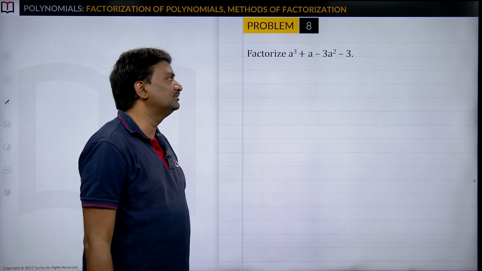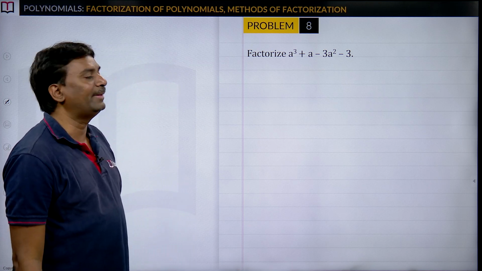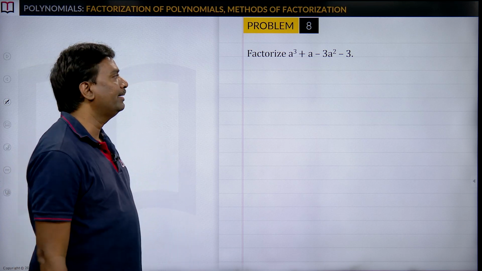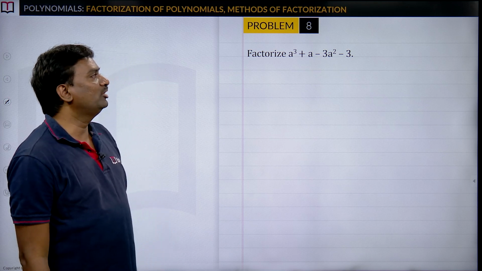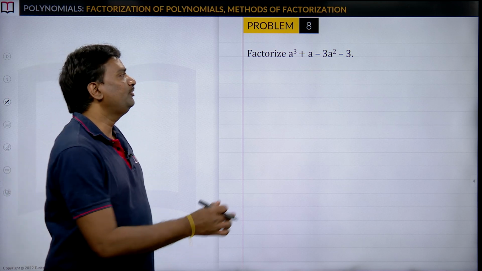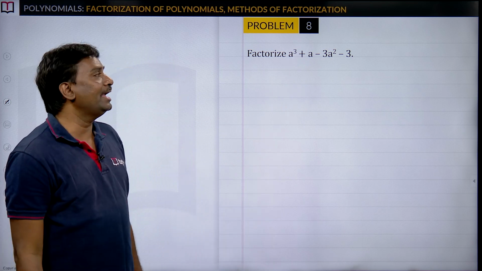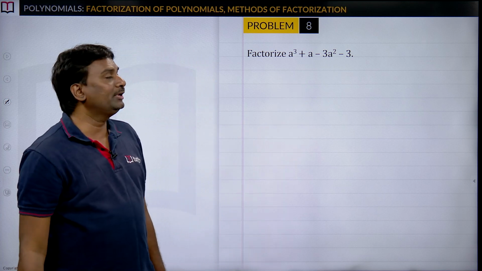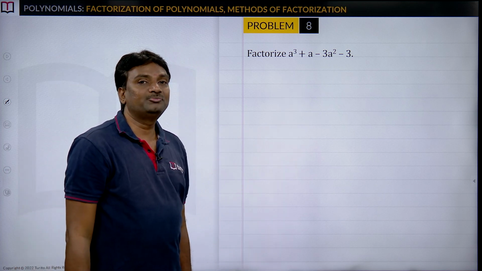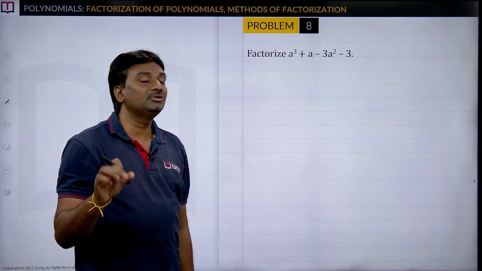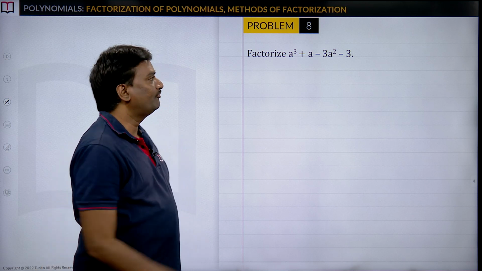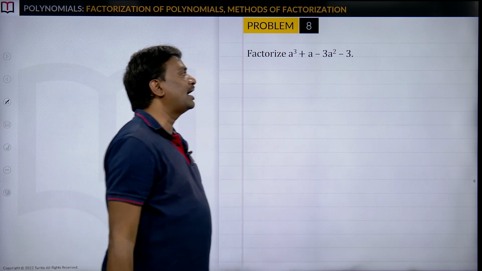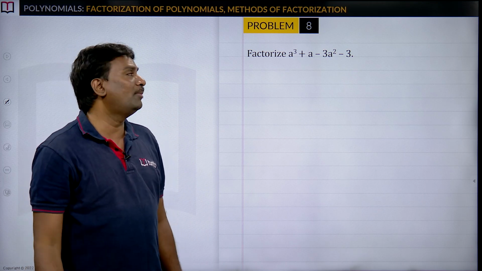Factorize a³ + a - 3a² - 3. By observing this, from a³ + a you can take a as common, you will get a² + 1. From -3a² - 3, you can take -3 as common. By observing this expression, all the terms do not have a common term. The first two terms a³ + a have the common term a. The last two terms -3a² - 3 have the common term -3.